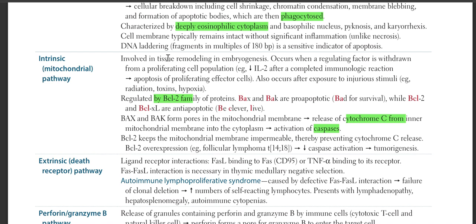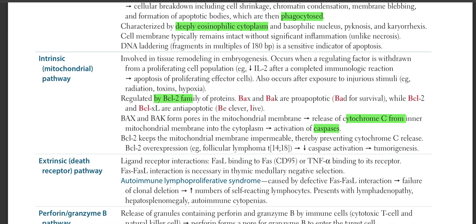Pycnosis is shrinking of the nucleus, not the cell. So the nucleus shrinks, that is pycnosis. Now, karyorrhexis is when the condensed nucleus gets broken down into smaller parts. Finally, you have karyolysis. Karyolysis is when the smaller parts degenerate or dissolve, they get broken down.